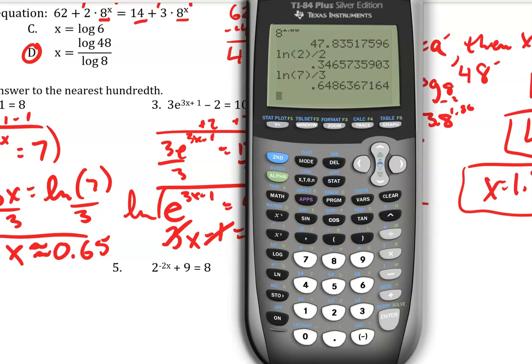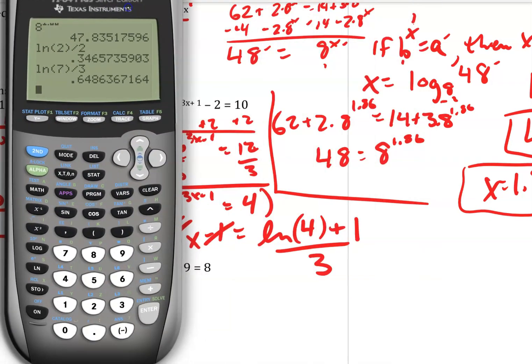So in our calculator, we're going to have the ln of 4. To that, we're going to add 1. We're going to take that sum, and we're going to divide it by 3. By the way, I would have had to use parentheses around that before I divided by 3. Otherwise, it would just add 1/3. That's why I hit enter first. So 0.